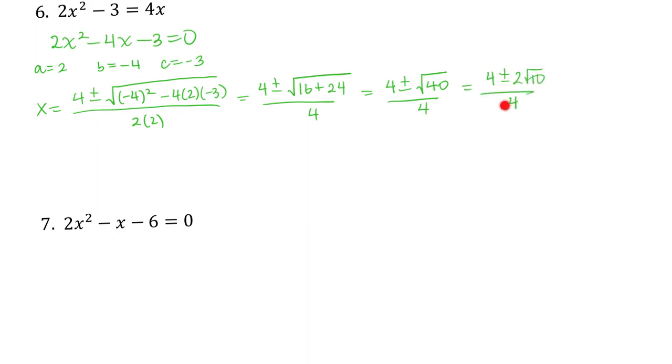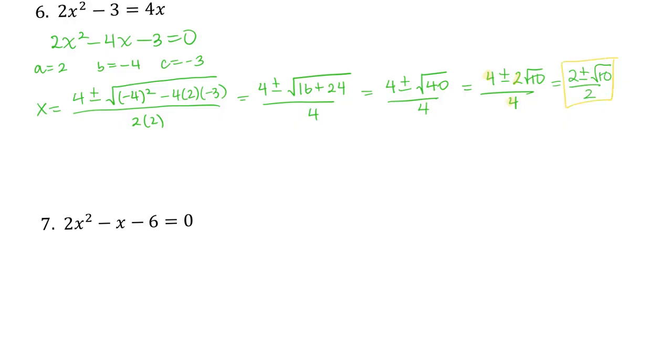Now 4 divides by 4, but 2 does not divide by 4. So if I look at the 4, the 2, and the 4, they all divide by 2. So one way would be to divide them all by 2, which would give me 2 plus or minus the square root of 10, the 2 cancels, over 2. And that's a good answer.